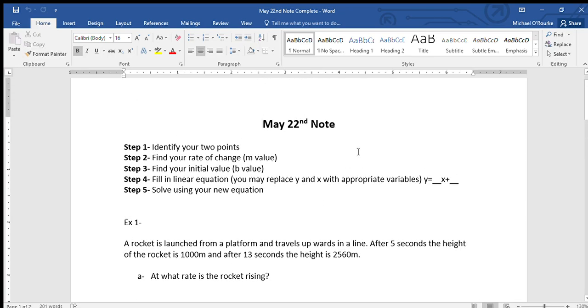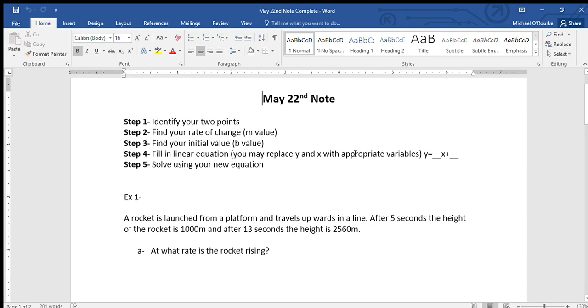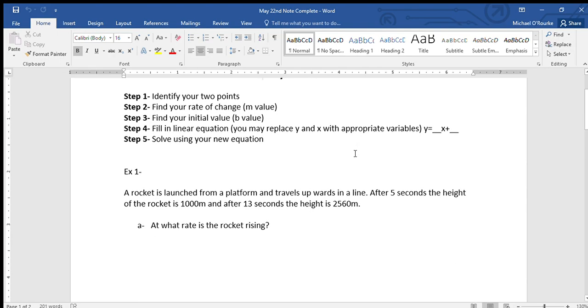Okay, so today we're just taking what we did all week and we're just going up one more step with it. There's nothing new between what we're doing this week and what we have done the last two times. What we're going to do is a word problem, where we're going to figure out the rate of change, the initial value, the equation for it, and then solve using the equation.